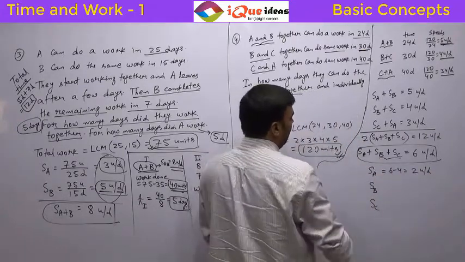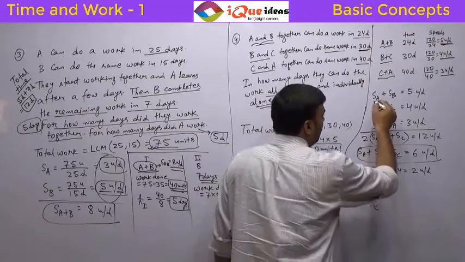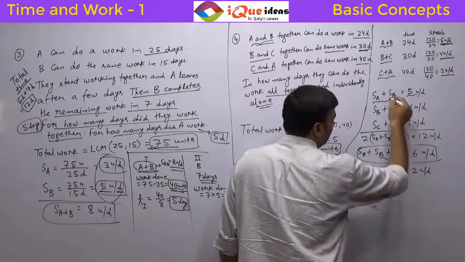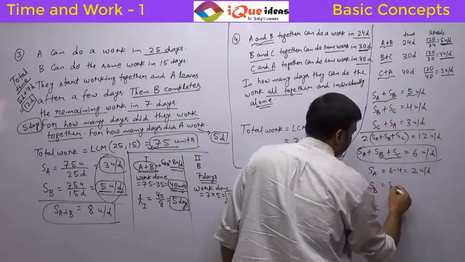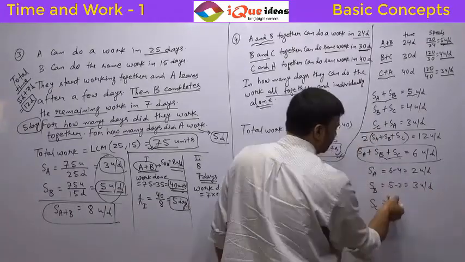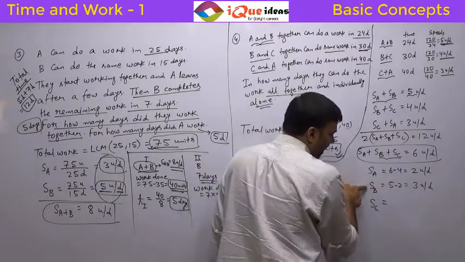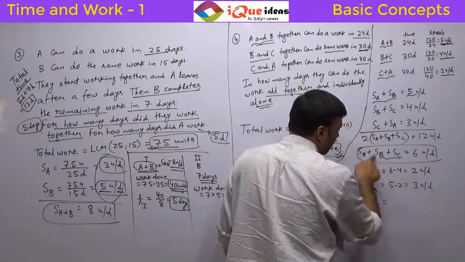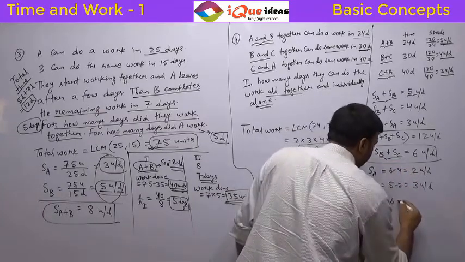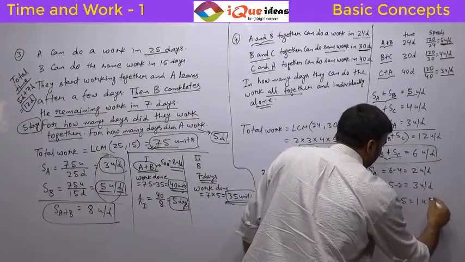Now speed of B, how will you calculate speed of B? Look at this. Here speed of A and B together is 5. Speed of A is 2. So if you put 2 here, you will get speed of B as 5 minus 2, that is 3 units per day. And now very easily you can find the speed of C. Add A and B speed, that is 2 plus 3, 5. Put it here in place of A and B together, 5. You will get speed of C as 6 minus 5, that is 1 unit per day.